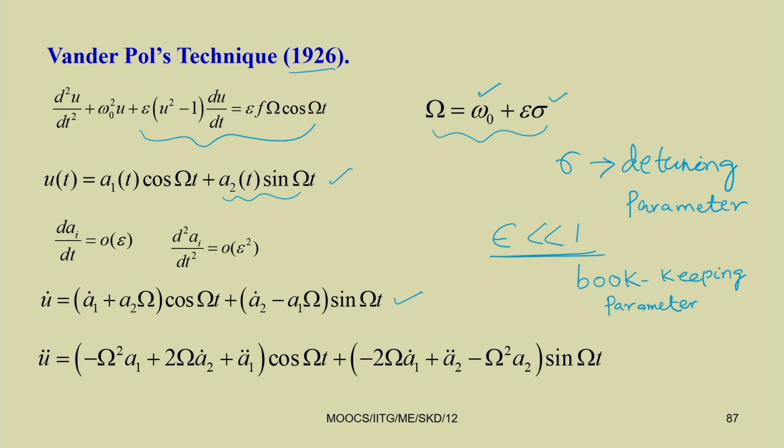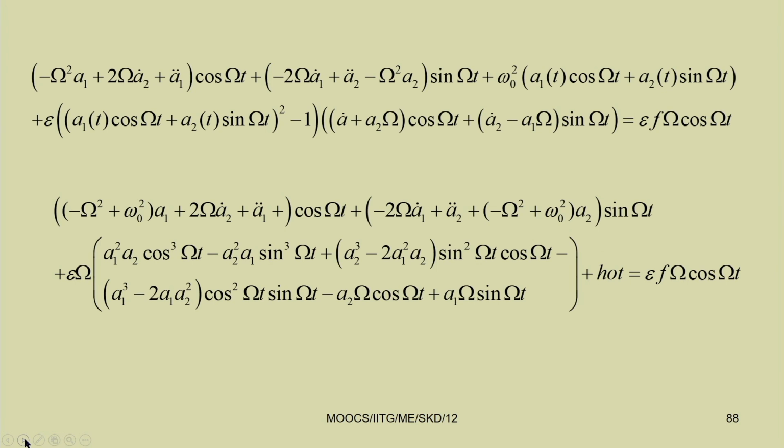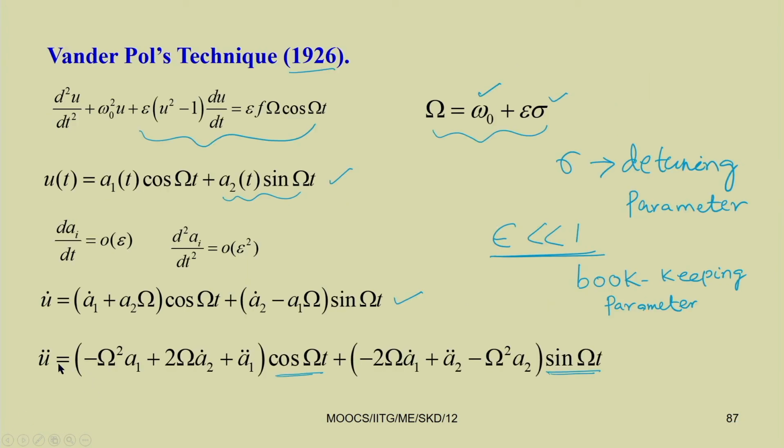Similarly, by differentiating once more, one can write u double dot. So, differentiating and collecting the terms of cos omega t and sin omega t, one can write u double dot equal to minus omega square a1 plus 2 omega a2 dot plus a1 double dot cos omega t plus minus 2 omega a1 dot plus a2 double dot minus omega square a2 sin omega t.